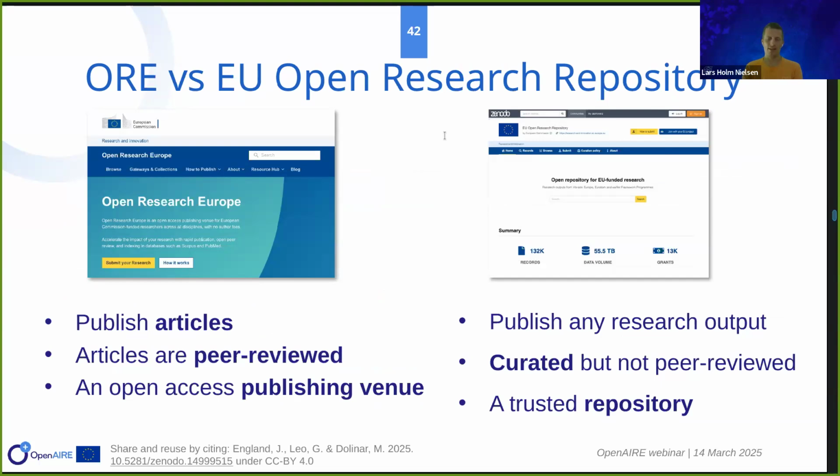Then just one slide on what the difference is, because now there are two services from the Commission: ORE and Open Research Europe. Open Research Europe is essentially for publishing articles. It has the open peer review part, it's the publishing venue, and it's basically for text. Everything else that is not journal articles, such as presentations, posters, EU deliverables, and data sets, can go on the EU Open Research Repository. It's curated, but not peer reviewed.